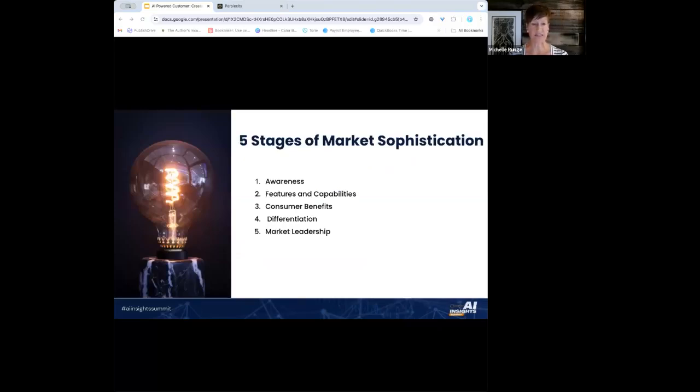Okay, now the first stage is what's called awareness. So at this stage, you're introducing something new. You're introducing a new product. At this stage, the type of journal we're doing isn't going to be new. So it's probably not going to be stage 1.